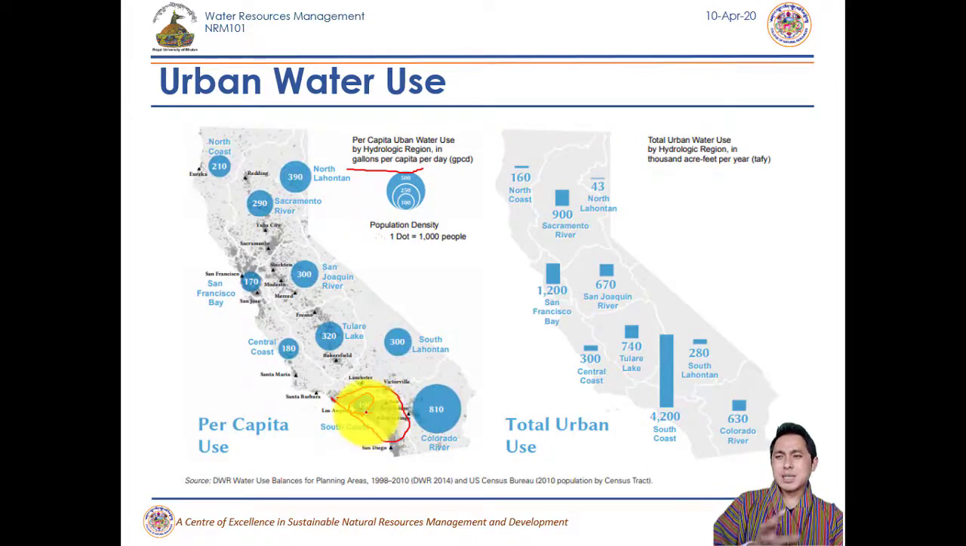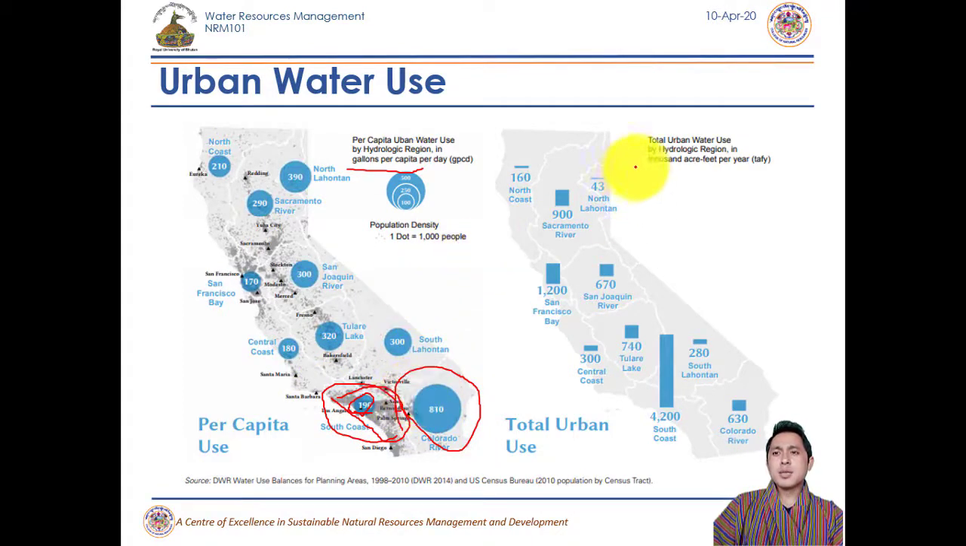So it's less, maybe because Los Angeles is a very developed place, and maybe you have got lots of technological changes over there, which is making people use less water. But I don't know why it's less. Around this area it's again high. It's 810.